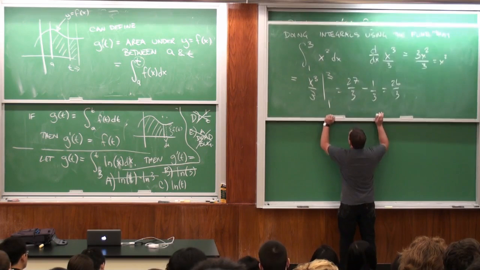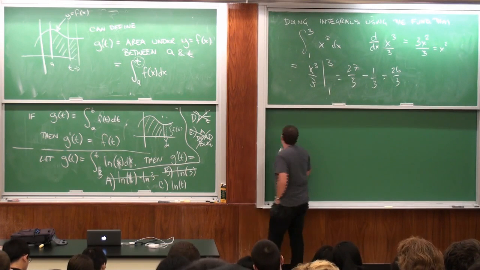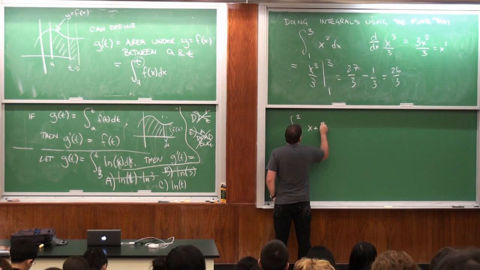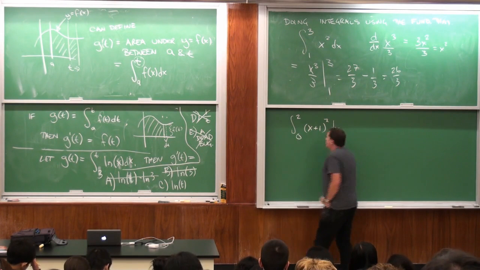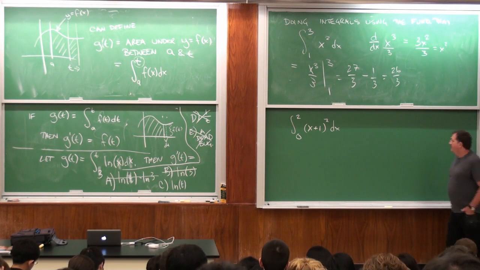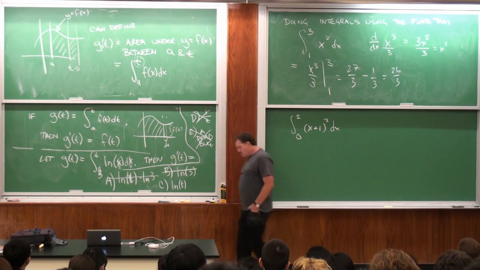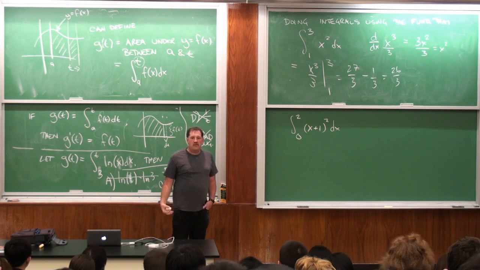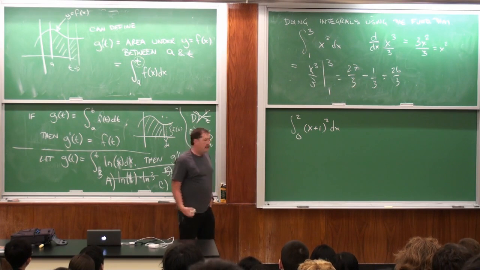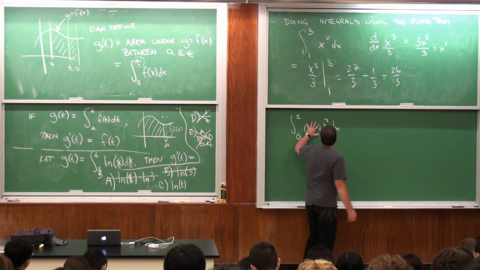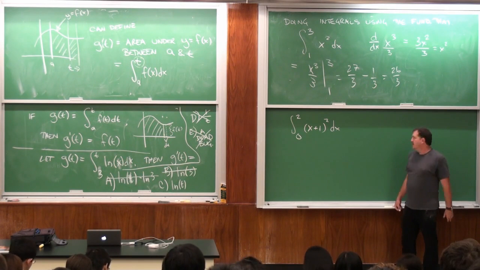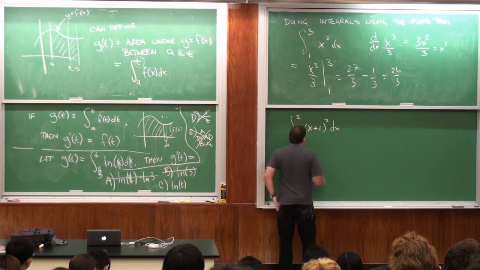Suppose, though, I have something that looks slightly different. Say I have the integral from 0 to 2 of (x plus 1) squared dx. Now I don't know off the top of my head a function whose derivative is (x plus 1) squared, but it looks a lot like x squared. So I say, gee, I wish this x plus 1 were really an x. Well, maybe instead, let's call it u.